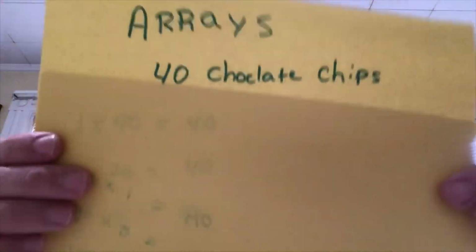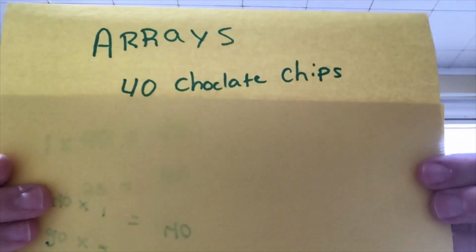Alright, and the way you're going to help me out today is that I have some chocolate chip cookies that I'm making, and I have my batter all mixed up, and all I need to add is my chocolate chips. So, I need to double check that I have the right amount of chocolate chips to add to my batter. Alright, so again, we're going to be using arrays, and I need to add 40 chocolate chips to my batter.